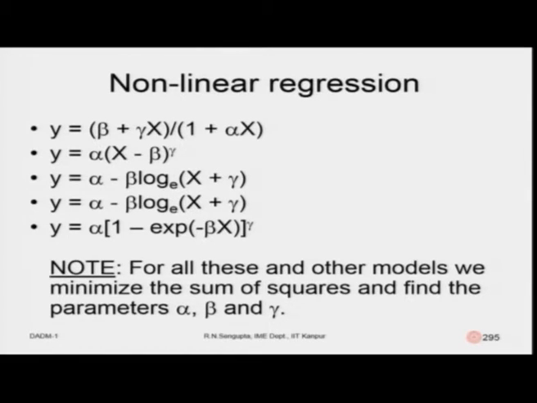For all these, our main aim is to minimize the sum of the squares of the errors and find alpha hat, beta hat and gamma hat by differentiating partially with respect to these parameters.